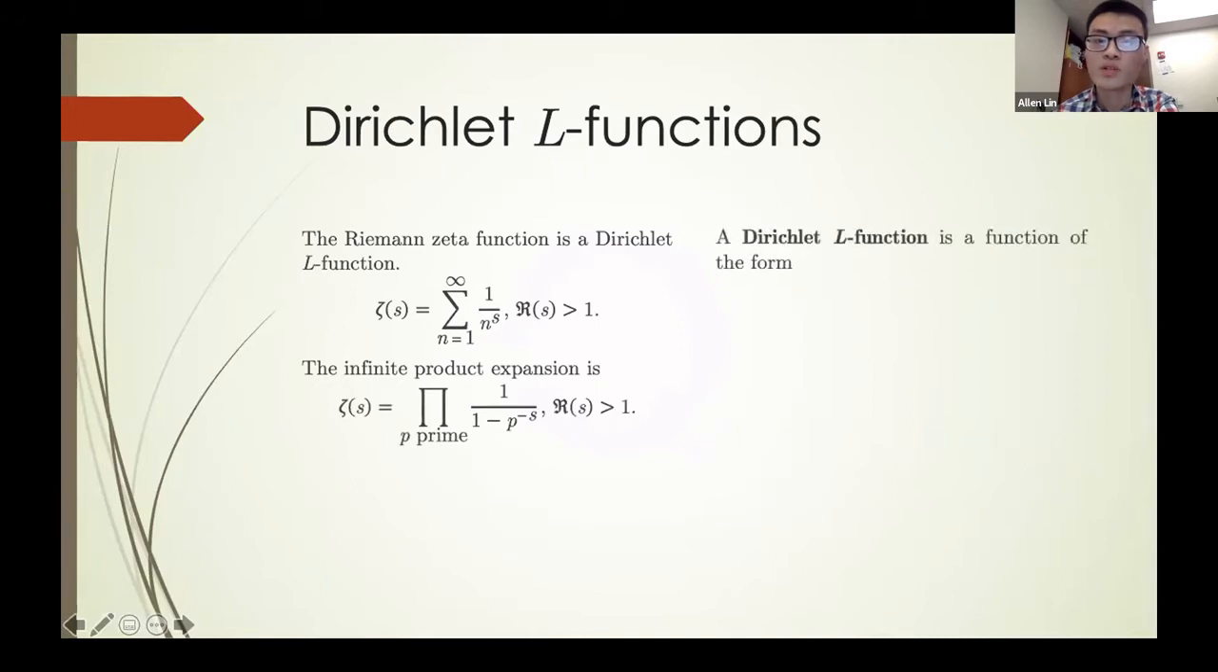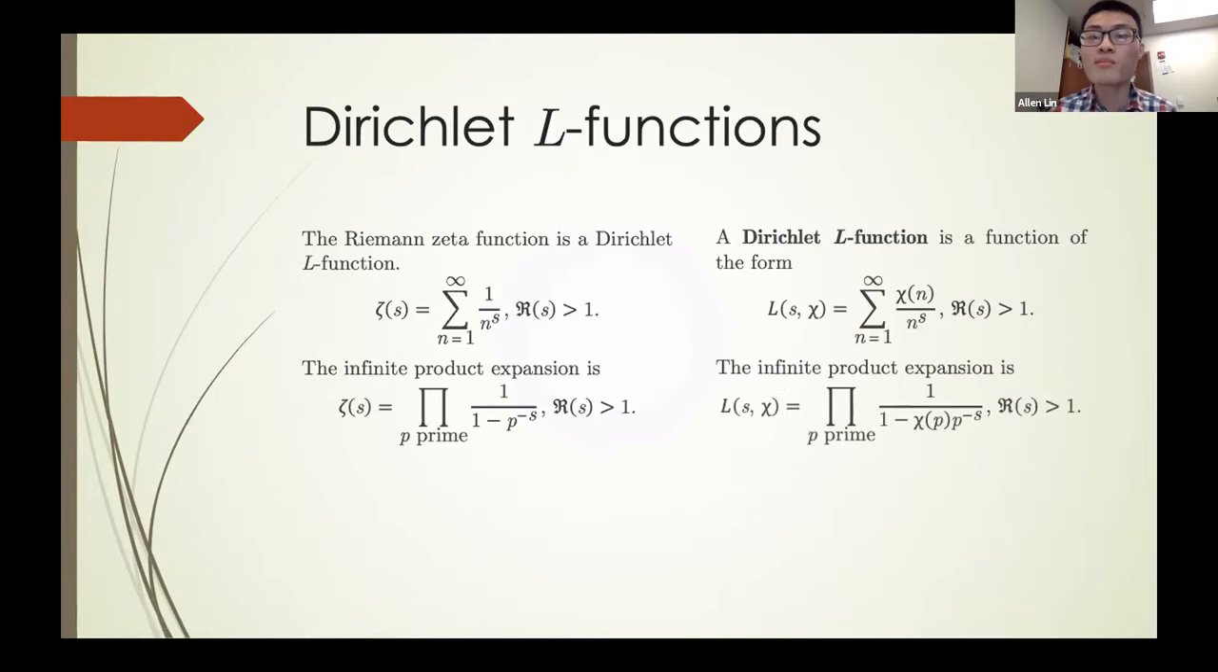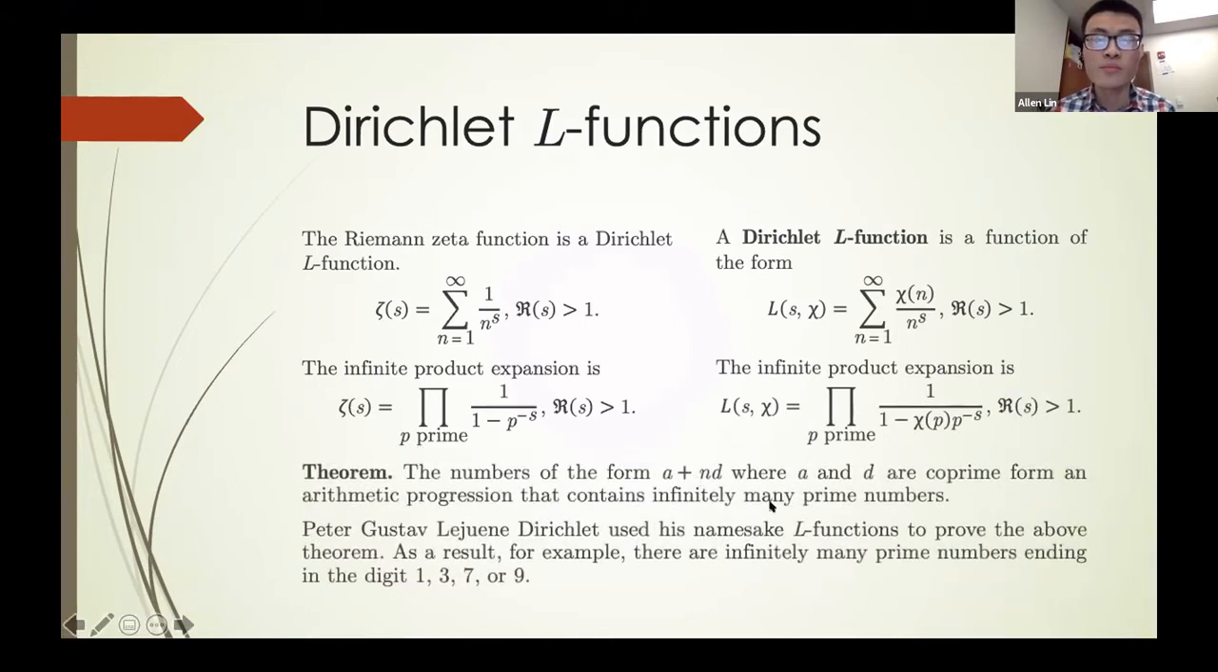A Dirichlet L function is a function of the form L(s, chi) equal to the summation from 1 to infinity of chi of n all over n to the s. Its infinite product expansion can be expressed as this. Using the power of Dirichlet L functions, we can show that there are infinitely many primes ending in the digit 1, 3, 7, or 9.